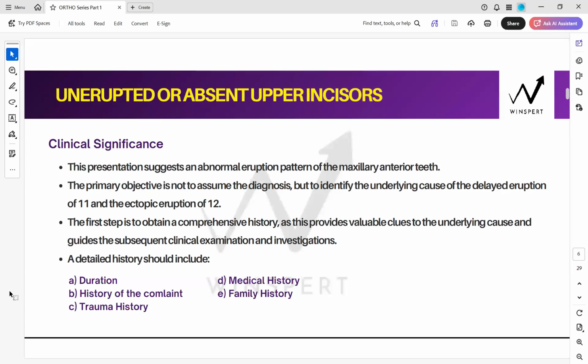Now, the first step is to take a complete, detailed, comprehensive history in your information gathering cluster. It will give you valuable clues to the underlying cause and will guide your clinical examination and investigations. So in your history, you will ask the parent about the duration of the missing incisor, right? That is the parent's primary concern as well. What is the history of complaint?